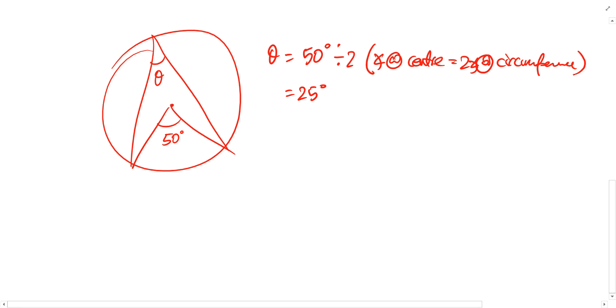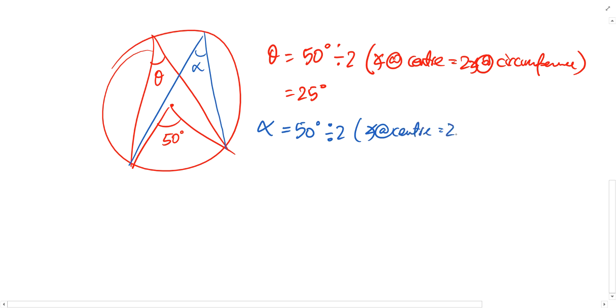Done. Simple? If I go the other way, can you do it? If I give you the angle at circumference, can you tell me angle at the center? Okay, good. What about this one? Let's call this alpha. What is alpha now? 2 alpha. What is alpha equals to? Well, how you get 25? I want to work it. 50 degrees divided by 2. Angle at center equals 2 angle at circumference, right? And we get 25 degrees.